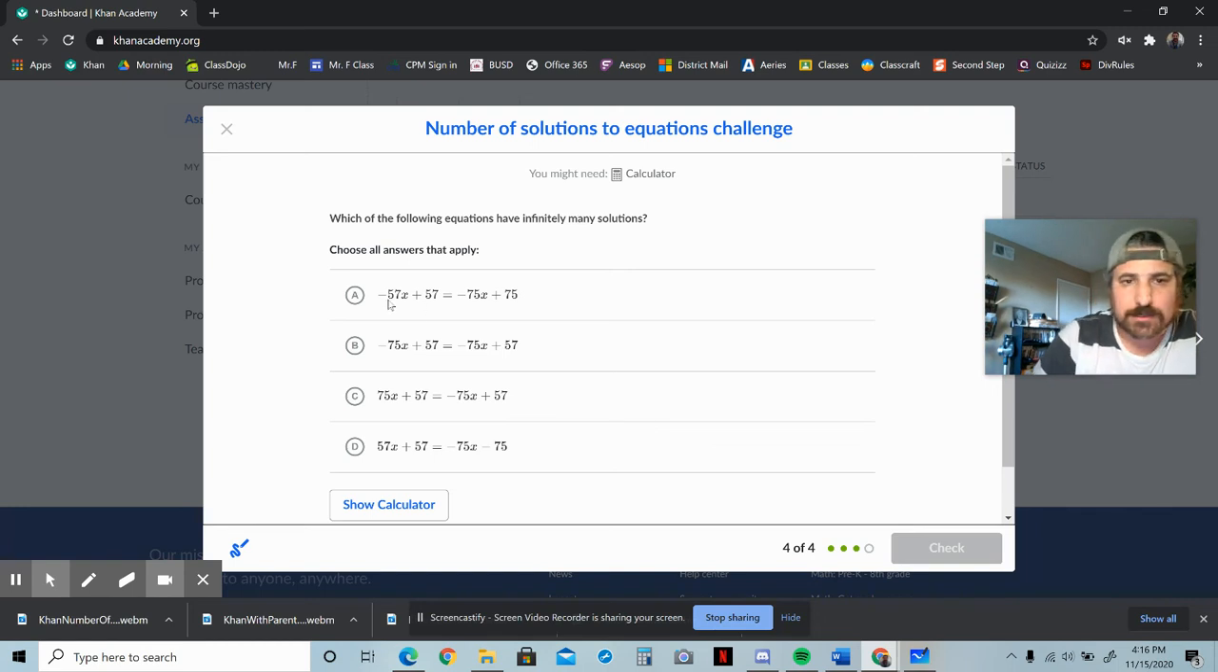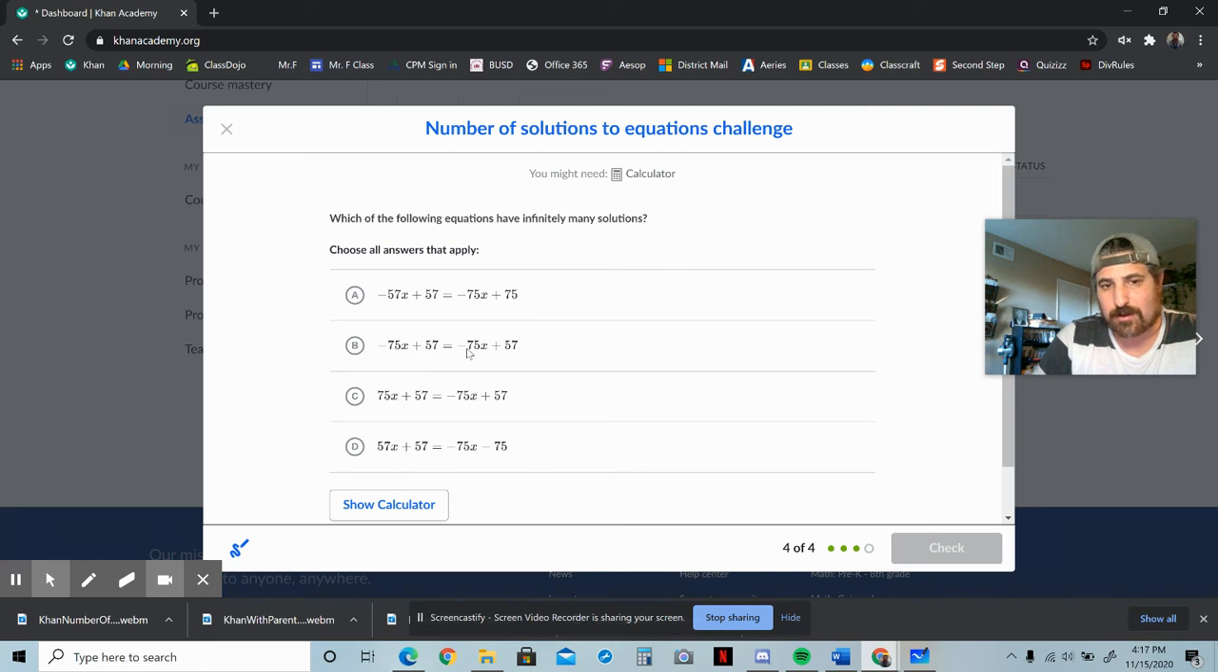Let's see. All right, so these are not the same x's, right? So they're not going to go away. If you add 57x to both sides, or you add 75x to both sides, nothing's canceling those x's out, right? They're going to be some number of x's on one side or the other. So that's not going to be infinite solutions. That's going to be one solution.